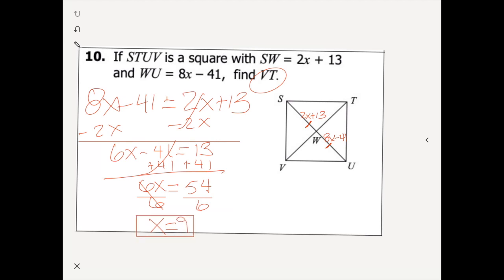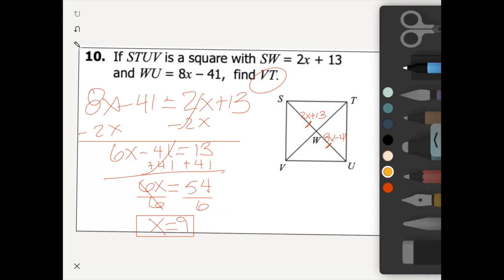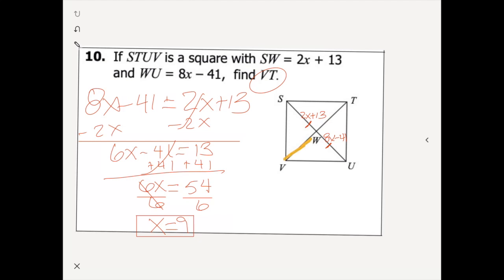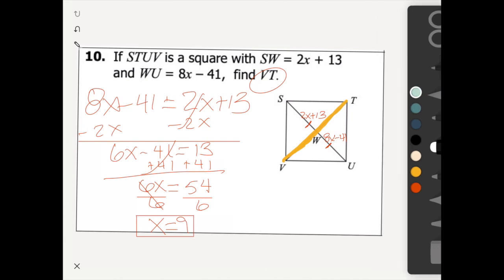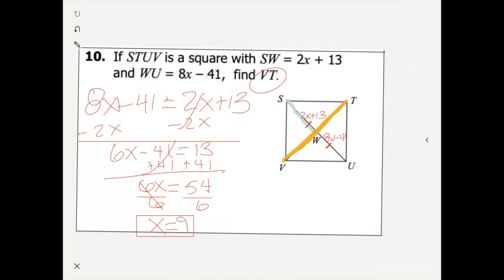Now they want us to find VT. VT is this diagonal. And the properties of a square show that diagonals are congruent. So even though we don't have an expression to represent VT, we can find SU, and we can find SU by plugging x back into the equations that they already gave us. So you can plug it into either one. Remember, these two are congruent, so whichever one you plug it into, it applies to the next one.